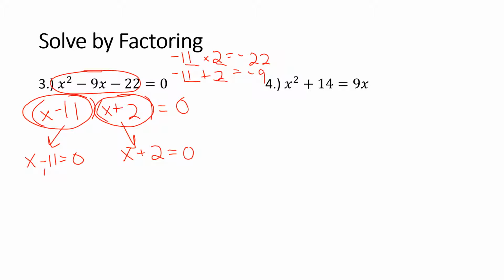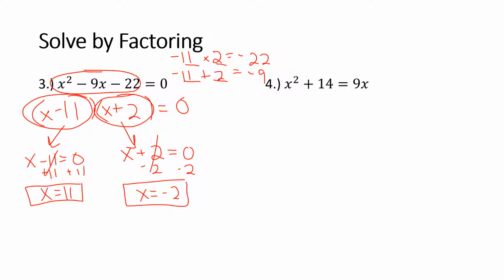So on the left-hand side here, I would just add 11. And I get x equals positive 11. And on the right-hand side, I would subtract 2, which gives us x equals negative 2. And those would be my answers to number 3.